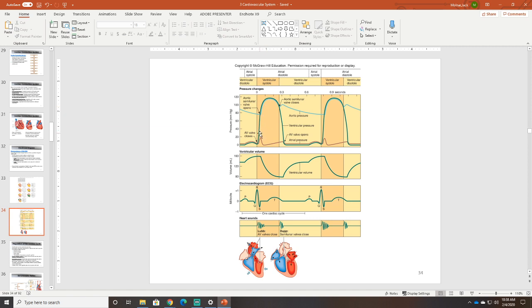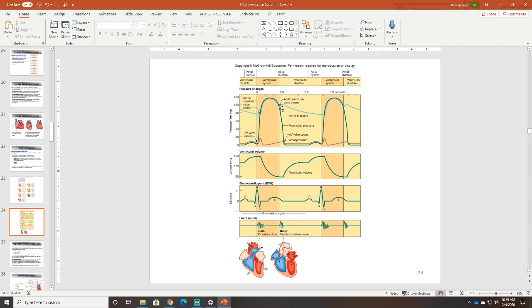When the AV valve closes right at the beginning of ventricular systole, we have this very small period of time where we're just building up pressure. And then the aortic semilunar valve will open and pressure in the aorta will shoot up, and then it'll begin to drop off. As pressure in the aorta drops off, we're going to see closure of the aortic semilunar valve.